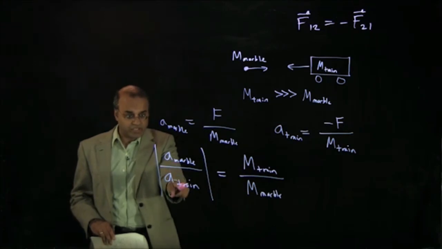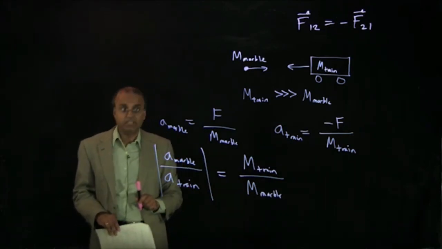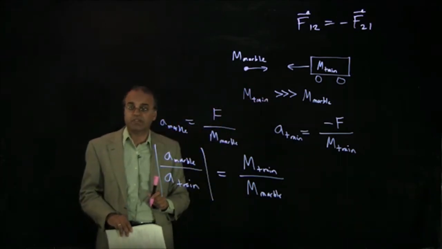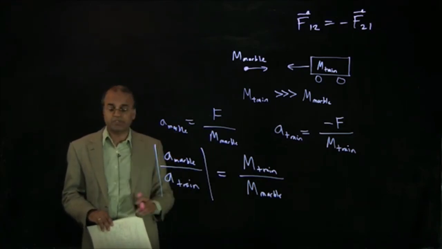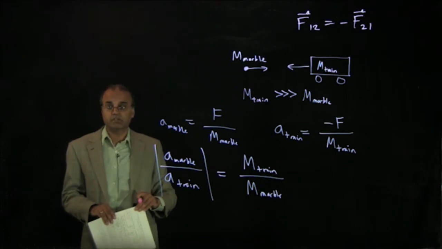And that tells us that relative to the acceleration of the train, the acceleration of the marble is going to be enormous, even though the force experienced by each object is identical. Because of their different masses, their accelerations will be very different. So that gives us an example of what we mean by Newton's third law in terms of the interaction pair and equal and opposite forces acting.